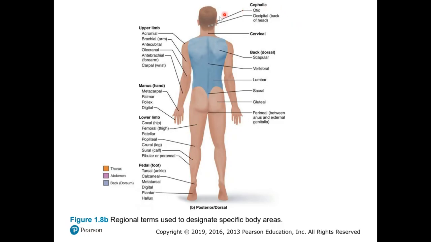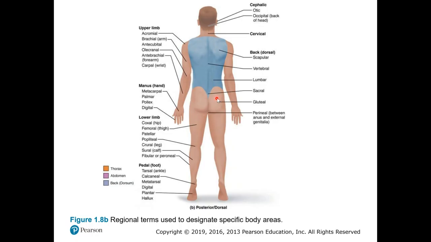Otic for ear, occipital for the back of the head. All right, just deep to the skin is the occipitalis muscle, and the name of the bone in that region is the occipital bone. Shoulder blades, the shoulder blade's called the scapula, so the region is called the scapular region. Right down the middle of the back is the vertebral region. Lumbar in the abdominal area. Sacral, that's the name of the bone there, the sacrum, is the very lowest part of the back.